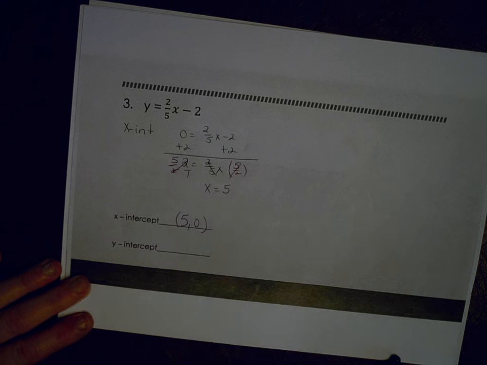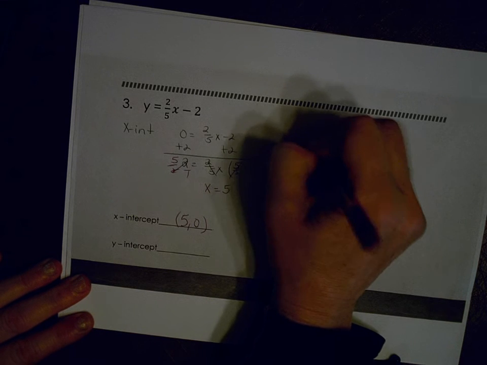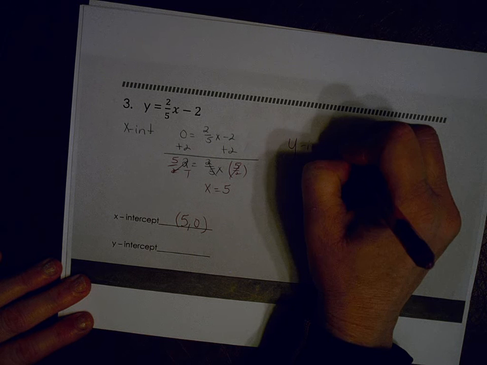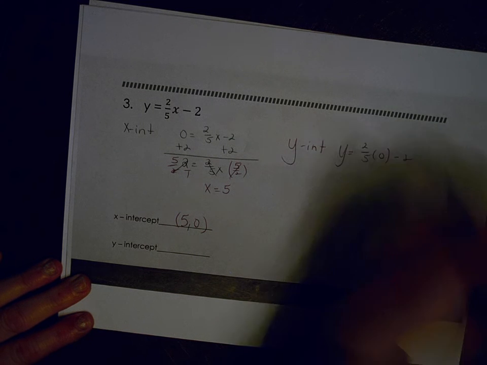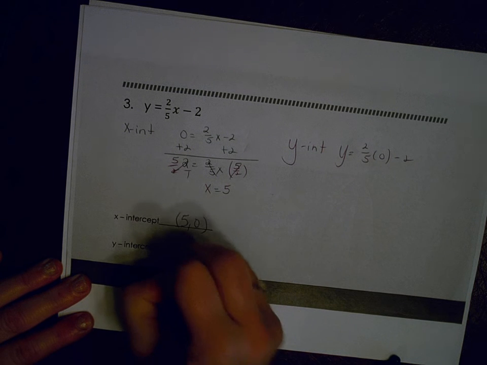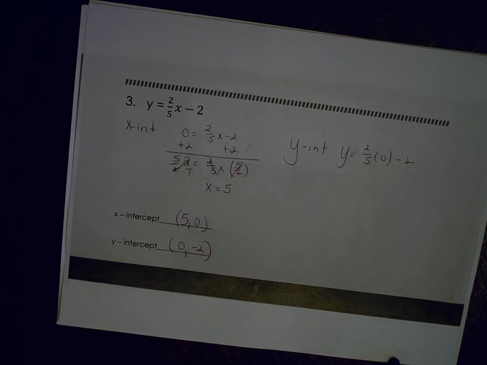And then the y-intercept, y equals 2/5 times 0 minus 2, which would be the negative 2. So I want you guys to notice that the last constant number is your y-intercept on every question we did.